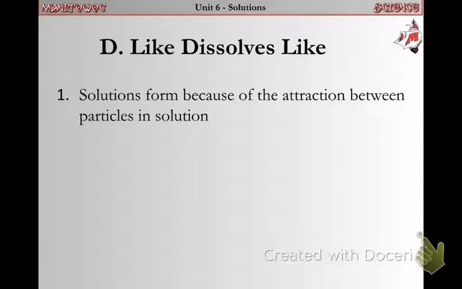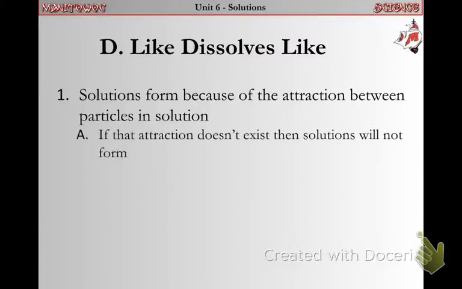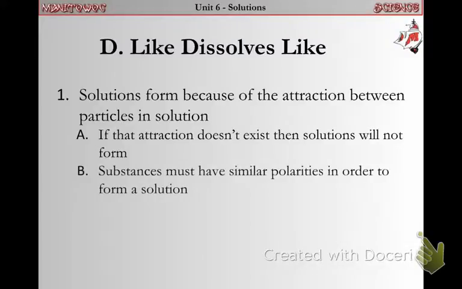Now we're going to talk a little bit about how one thing can dissolve another thing, which leads us to our guiding question that we had in class today, which was, why do some things dissolve yet others do not? So we got to look at a big picture here. Solutions form because of the attraction between particles in solution. If we're talking about particles in solution, we might talk about water molecules and sodium ions. It's the attraction between those two things that allows this salt to be able to dissolve. If that attraction doesn't exist, then solutions just simply will not form.